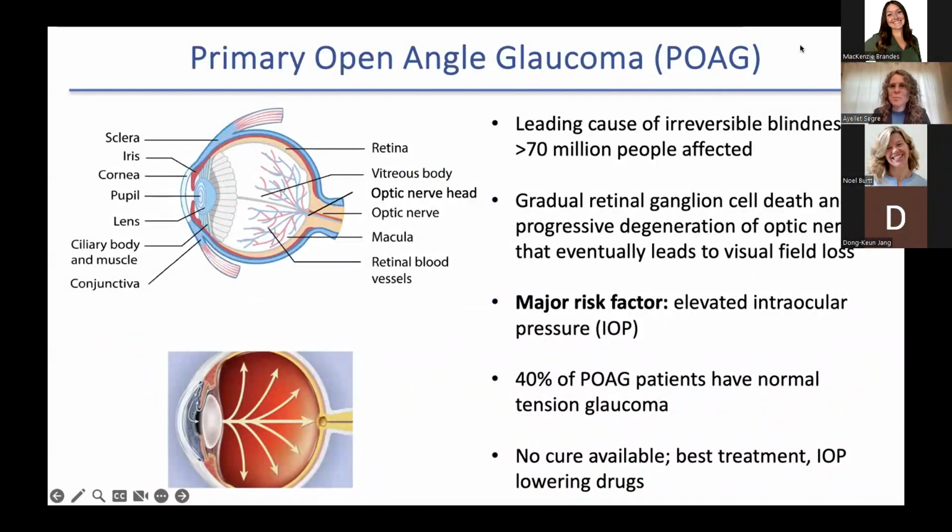So primary open-angle glaucoma is a leading cause of irreversible blindness worldwide. It affects over 70 million people. And it's characterized by gradual cell death of the retinal ganglion cells that are in the posterior part of the eye. So if you have here the lens and the cornea, and the retina is a thin, complex layer of neuronal and non-neuronal cells along the posterior part of the eye. The retinal ganglion cells are the cells that translate the light vision signals to nerve impulses and transmit the nerve impulses to the visual cortex to display the images we see.